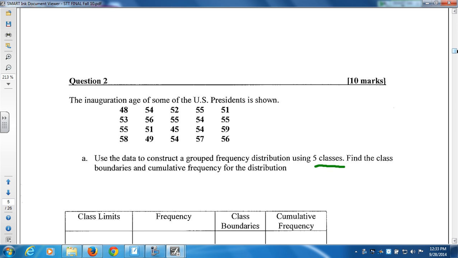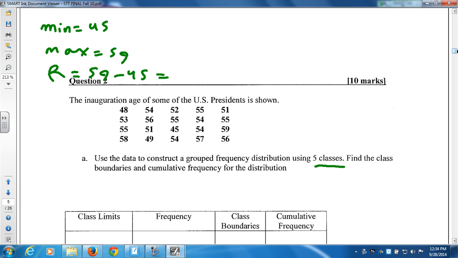And the steps are the same. So we start by looking for the lowest value and looking for the highest value. So what is the lowest value here, quickly? The minimum? 45. And the maximum value is 59. So the range R is 59 minus 45, which is equal to 14.